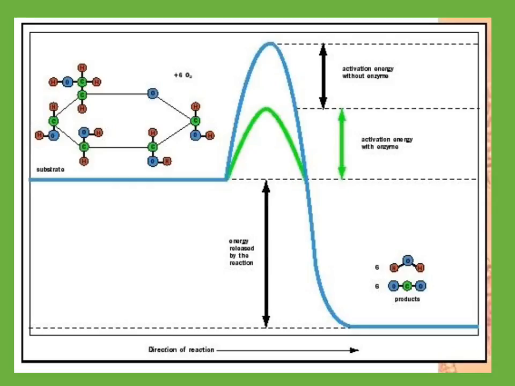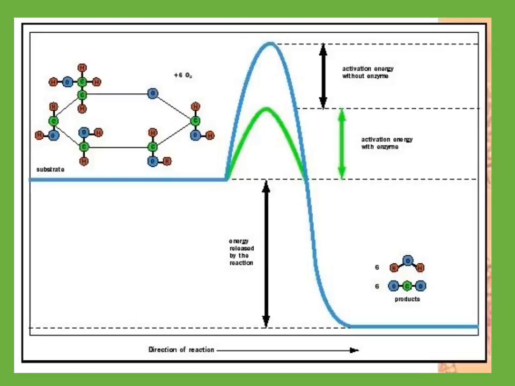Now, this diagram summarizes what we have been talking about, activation energy, and how important it is when enzymes are involved. When you look at this particular diagram, you realize that we have two graphs. The first graph with the highest peak is blue, and the second graph with the lower peak is green.